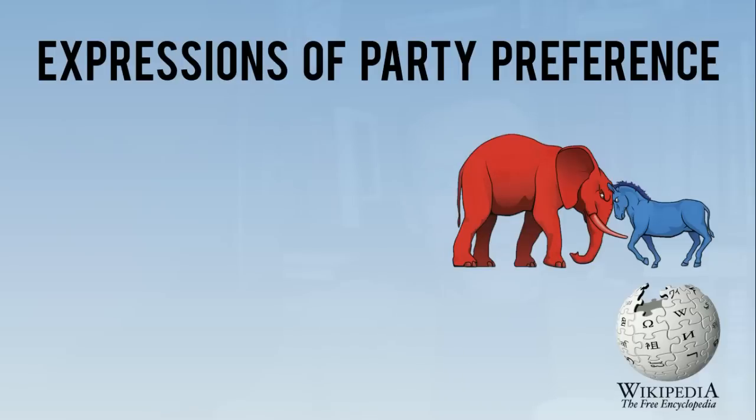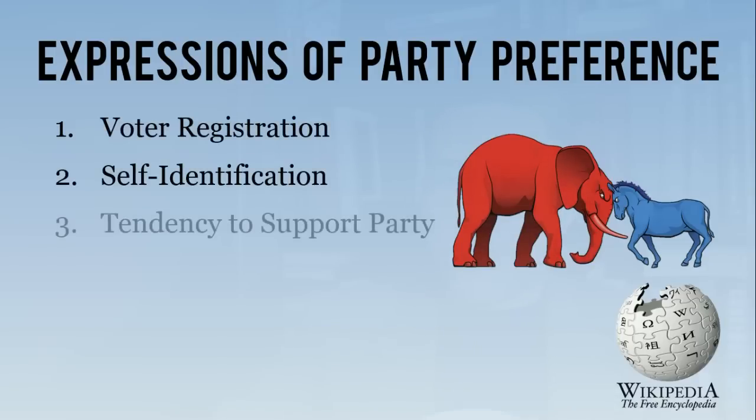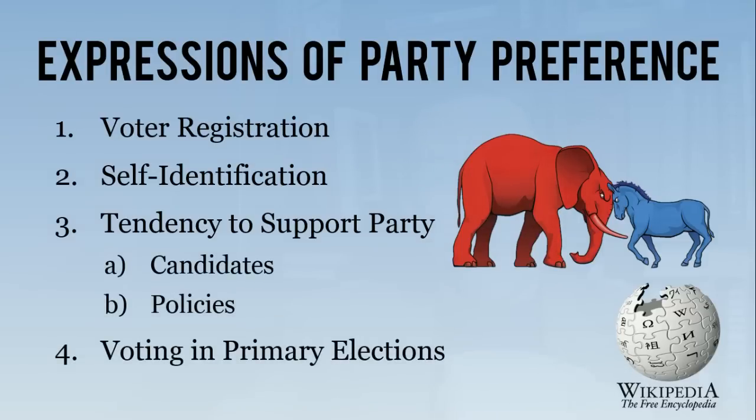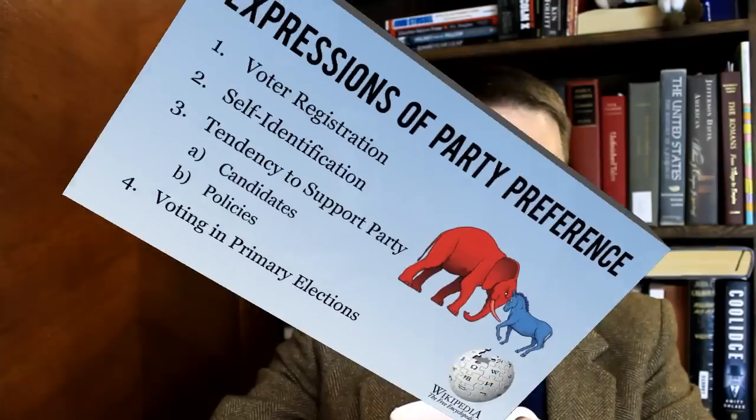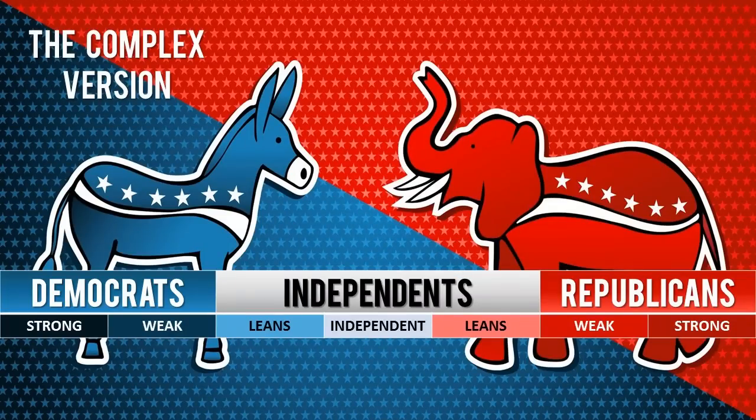So once again, just to review, expressions of party preference can be through voter registration, self-identification, tendency to support the party's candidates or policies, or by voting in primary elections. Then we see a more complex version emerge here, to where when we look at Democrats, Republicans, and Independents, really each party has strong and weak voters. A strong Democrat or a strong Republican, this is your party line voter.